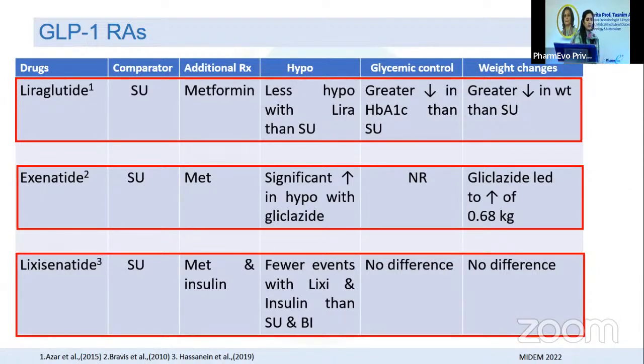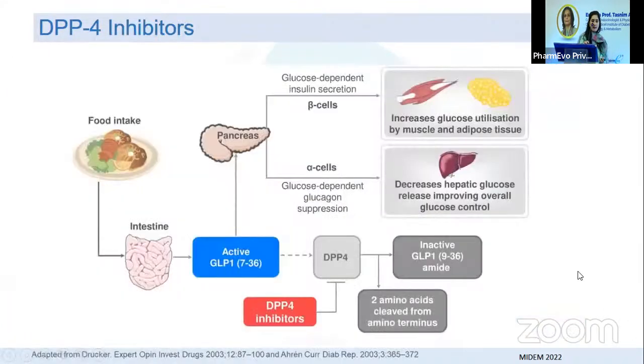Next comes the DPP-4 inhibitors. DPP-4 inhibitors exert a similar kind of action to that of GLP-1 agonists, mimicking the incretin hormone and resulting in glucose-dependent insulin secretion and decreased release of glucagon. So DPP-4 inhibitors also do not require dose modification.